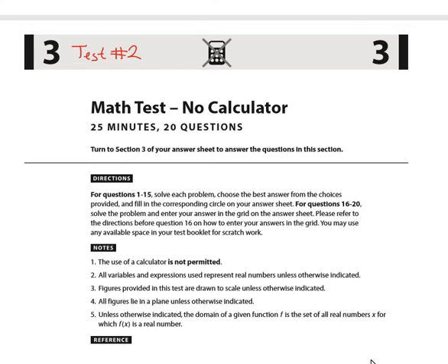Welcome to test number 2, section 3. This is the no calculator part.